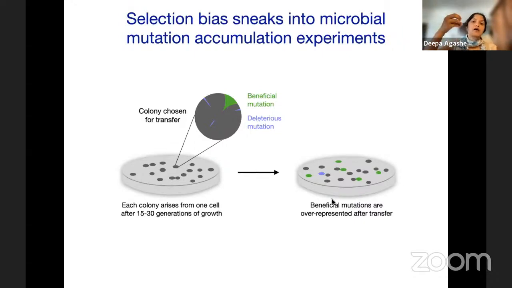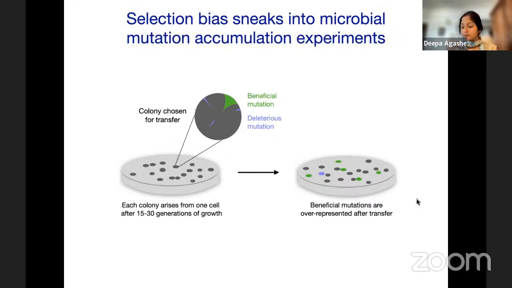So what's going to happen is now if I pick most of this colony, I take up the entire colony and I spread it on the next agar plate for my next set of growth, I'm going to get a little bit more colonies that are carrying the beneficial mutations compared to the deleterious ones, right? So how do we account for this? And how important is this effect, right?